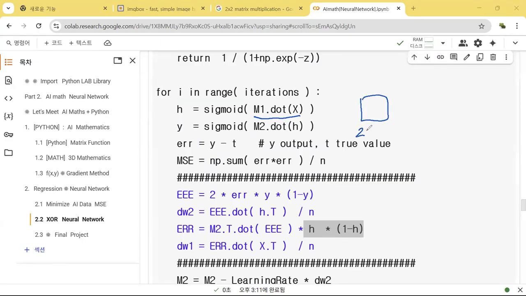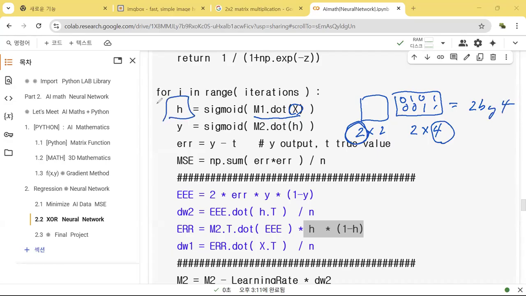Then this one is very easy because M1 is a 2 by 2 matrix. Then what is X? X is 0, 0, 1, 0, 0, 1, 1, 1. So that is a 2 by 4 matrix, okay? So then what is the result? This one, just see the first and last one, then the result is a 2 by 4 matrix. So H is a 2 by 4 matrix.